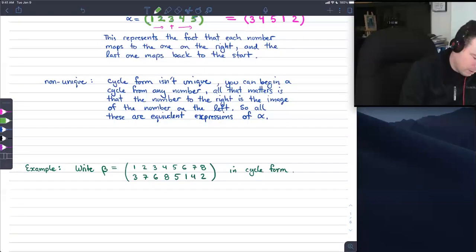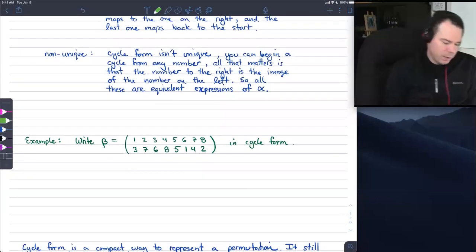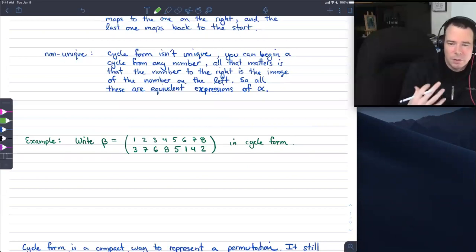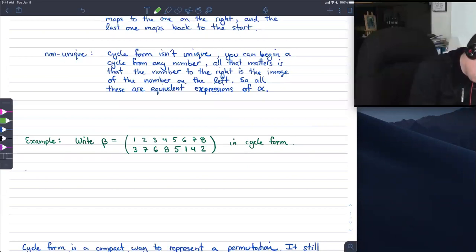So let's go ahead and look at another example. Let's write this beta in cycle form. So I'm going to draw a picture for beta first, but typically we won't use pictures, but I just want to do this for the first couple of examples just so we get a feel for what these things are. So here's my picture. I'm going to write down 1. 1 goes to 3.